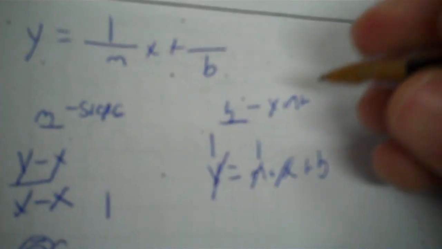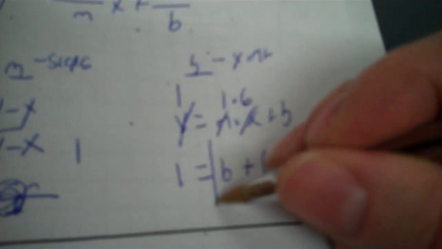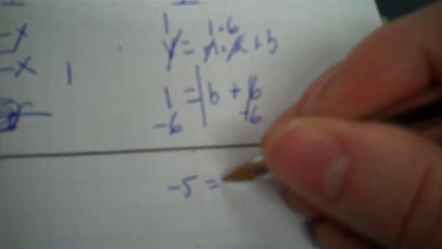I'll use the second one. I'll put 1 for y and 6 for x. Then what that allows me to do is find the b that makes that happen. 1 times 6 is 6. Then I subtract 6 from both sides, and -5 is equal to b.